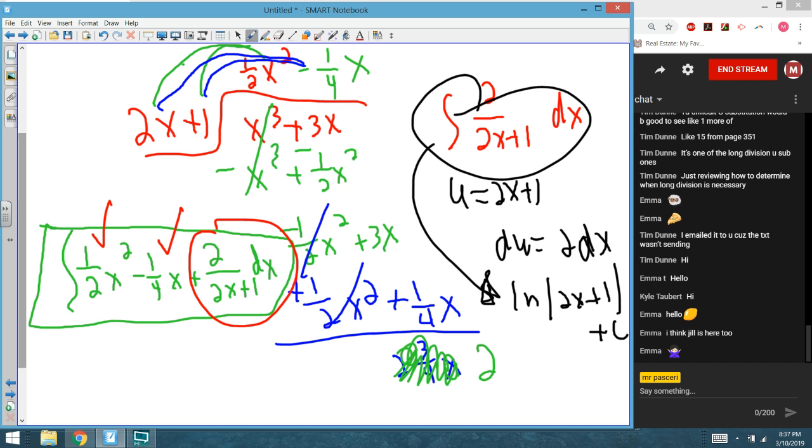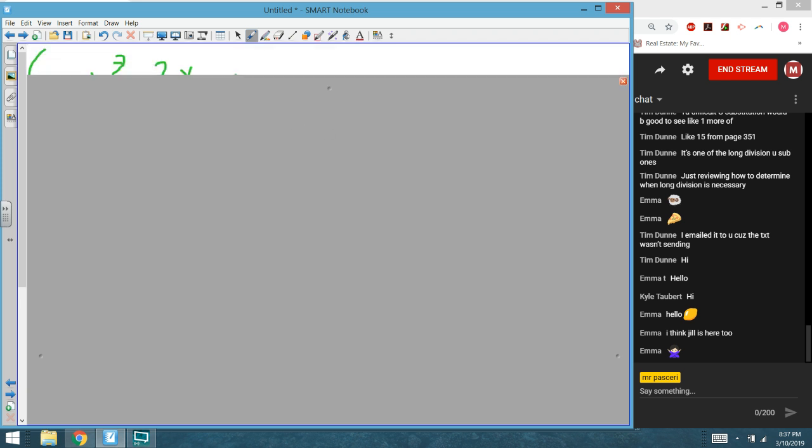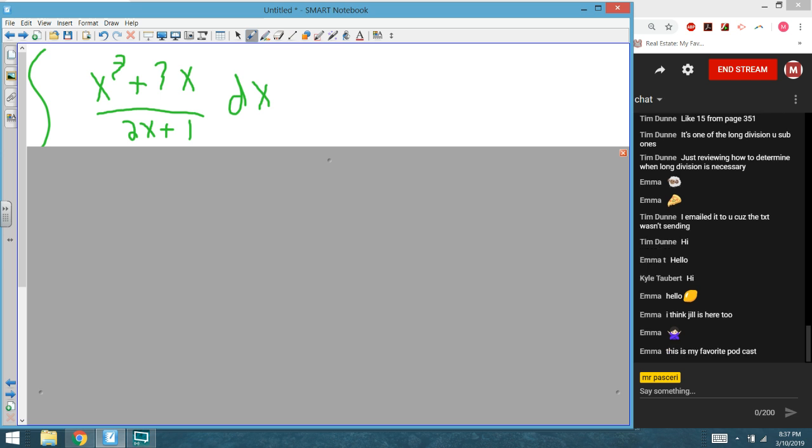I did a few of those. Tim was talking about how to determine when long division is necessary. So when I look at this initial problem right here, because that's what he's asking about, how do I know long division is necessary? Well, I look at this problem and I say, I got a couple options. I can try to make it into a bunch of fractions, but the denominator is 2 terms, so it's not going to be better. My only option other than dividing is to make the u the denominator. U equals 2x plus 1.